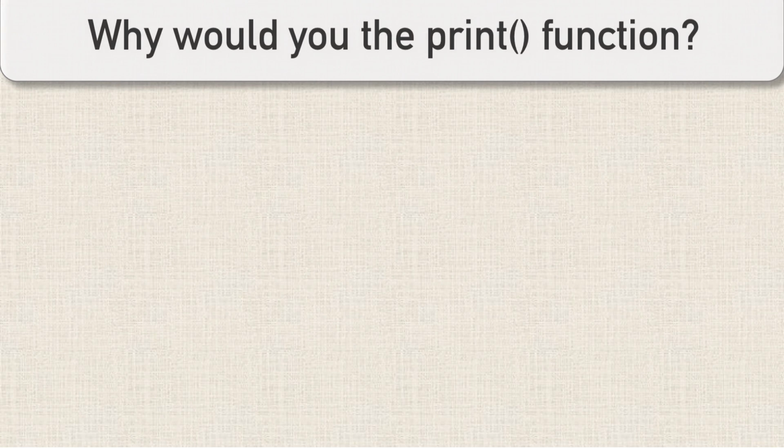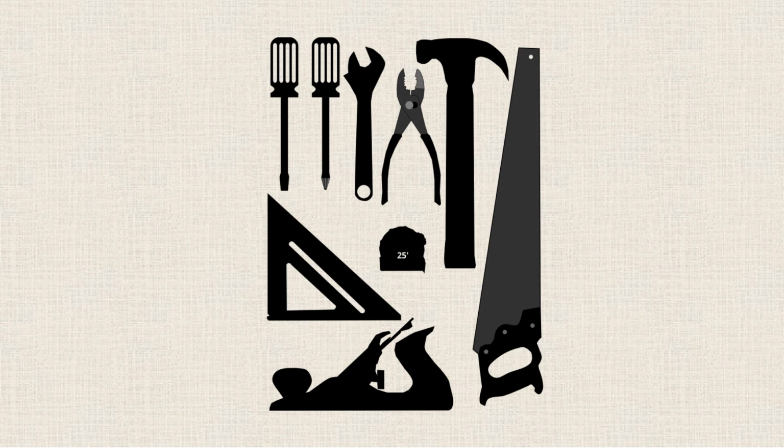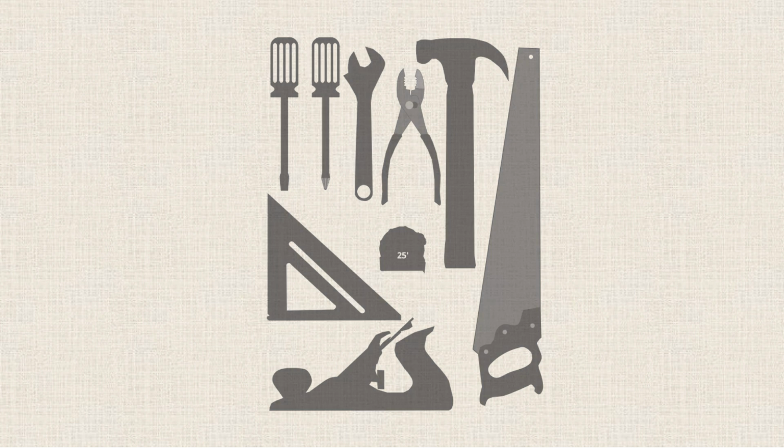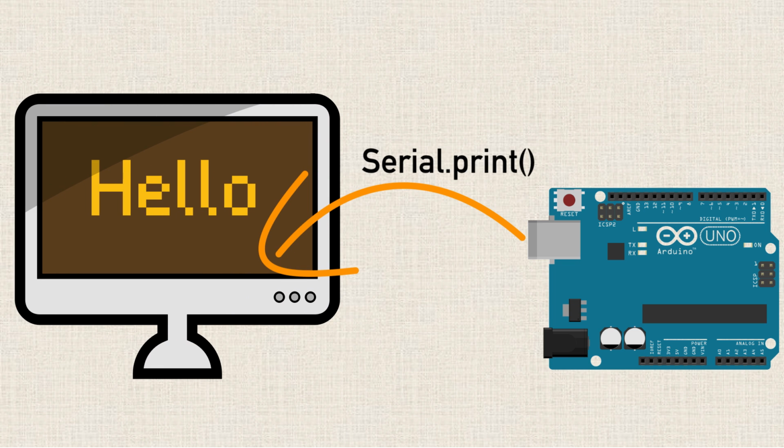So why would you even want to use the print function in the first place? You may know that a function is a programming tool. It performs a specific task for you. Now, the task of the print function is to send information from your Arduino to your computer so that you can see the value displayed on your computer's monitor.